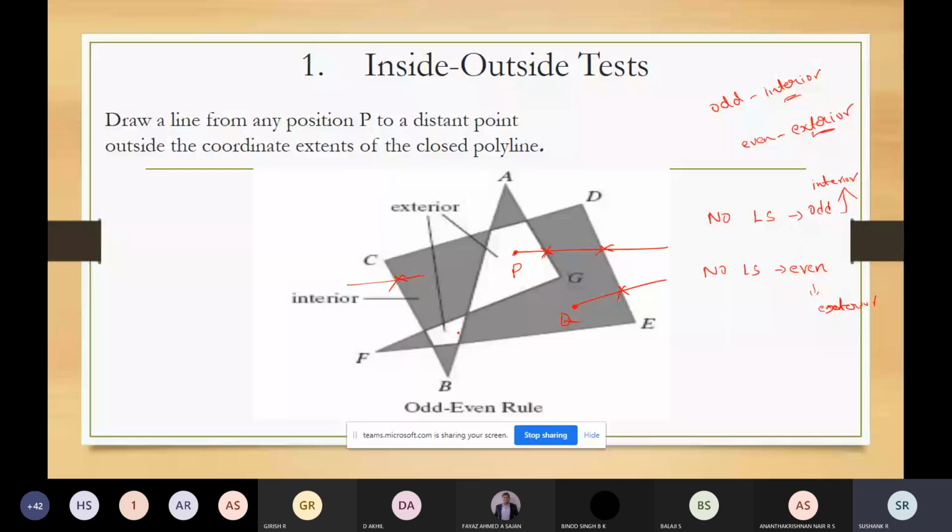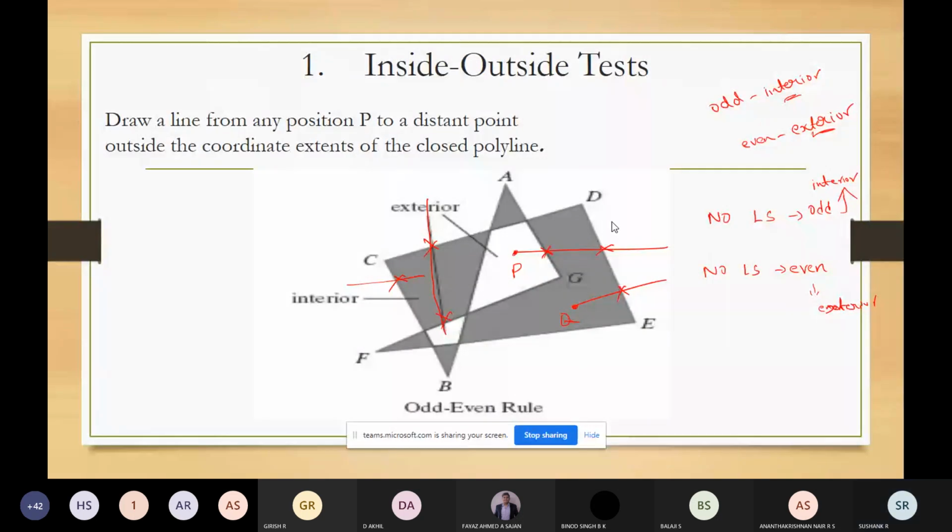From here also they have drawn a line. So 1, 2. What is the indication? 2 means exterior. 1 means interior. So this is the working of the odd even rule. The odd even rule is also known as the inside outside test.